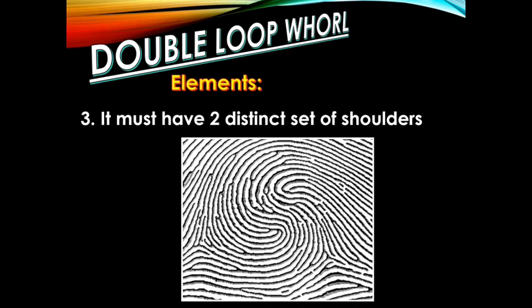And the last element of the double loop whorl is that it must have two distinct sets of shoulders. We are referring actually to the two loop patterns. These two loop patterns must have a distinct or separate set of shoulders. In other words, they do not share the same shoulder.